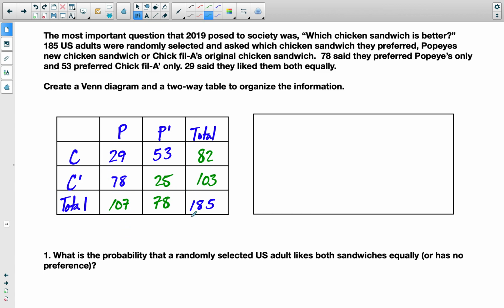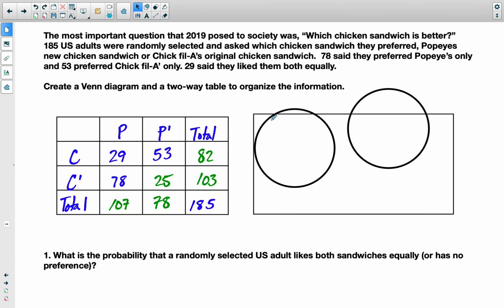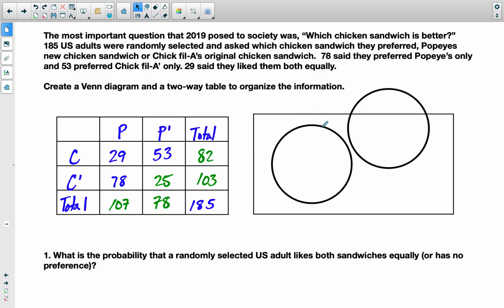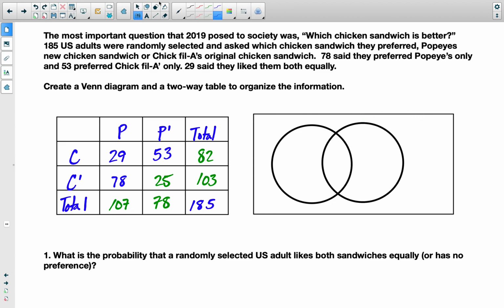All right. Now again, I can arrange this in the form of a Venn diagram. Right. So Popeyes, Chick-fil-A. Now, again, we do have the probability they prefer both equally. I would always start with your intersection first and work your way out. So then I know 29 out of 185 prefer them equally.